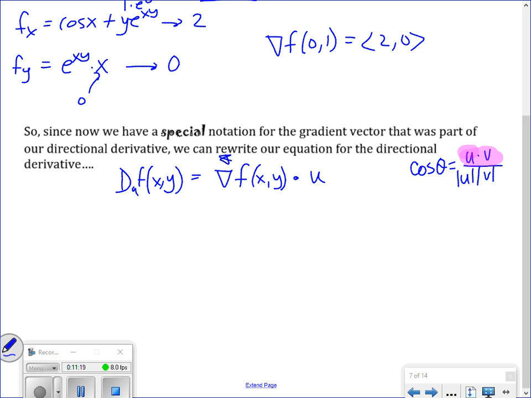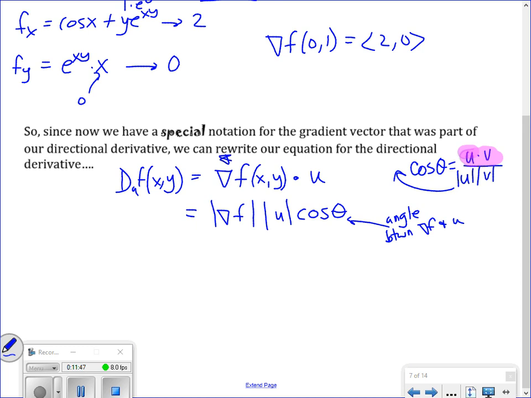Well, the dot product, if I move those magnitudes to the other side, would be the magnitudes multiplied by the cosine of the angle. So I would take the magnitude of del f times the magnitude of u times the cosine of the angle. Now remember, it can't just be any old angle. It has to be the angle between del f and u. So the problem has to be given to you in a specific way. And we know that u is a unit vector, so its magnitude is just equal to 1.